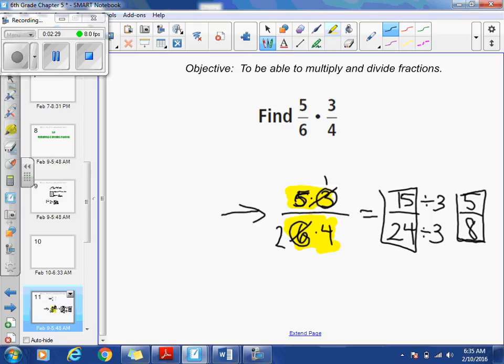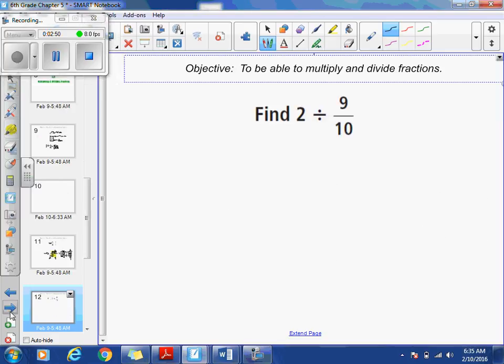So now if I multiply it out, 5 times 1 is 5, and 2 times 4 is 8. So in this case, we simplified before we multiplied. Sorry, short interruption there. All right. So multiplying fractions, there you have it.